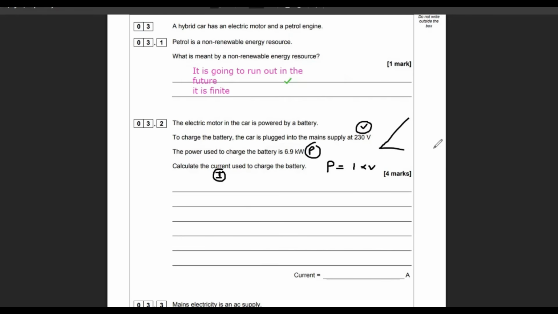I love a triangle. They get me excited. So P over I V, because they help me rearrange. I need to find I. So what you do with the triangle is you cover up the I and you get P, this is the divide line, P divided by V equals I. I've selected the correct equation and I've rearranged it. I'm going to get some marks here, possibly one, possibly two. Now all I need to do is substitute the numbers in. You've got 6.9 as the power and you've got the volts as 230.